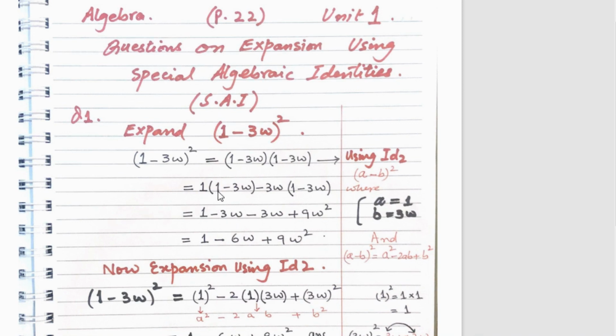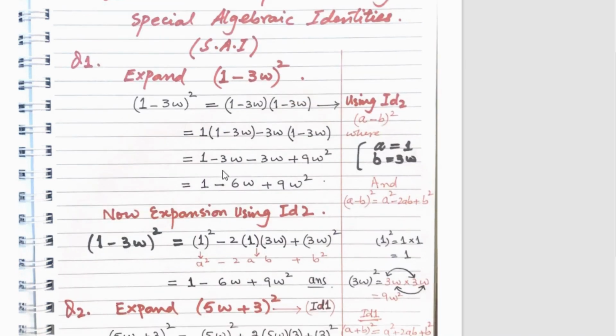1 will be multiplied by all the terms inside and the same terms come outside because 1 will have no effect on the terms. 1 multiplied by anything is the same thing. So 1 minus 3w will come out. Minus 3w multiplied by 1 will be minus 3w. Minus into bracket, into means multiplication. Minus multiplied by minus will give you plus, and 3 multiplied by 3 is 9. w multiplied by w is w square.